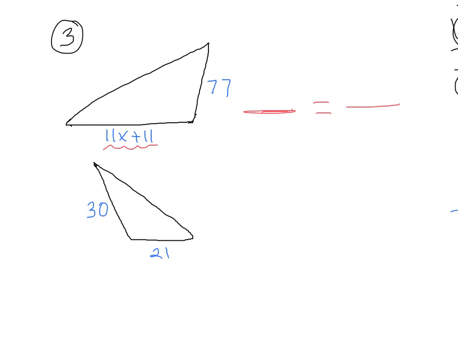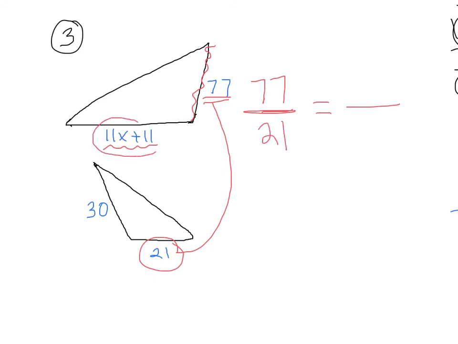So one way to do this, as we match up sides, notice that this side of 77 looks a little bit shorter than the 11x plus 11. So I need to match the 77 up with the shorter side of the small triangle. So I'm going to put a 77 in the top over a 21 on the bottom. And that leaves the 11x plus 11 side matching up with the 30. So again, the 11x plus 11 is on the larger triangle, so that needs to go in the top, and then the 30 would go on the bottom.